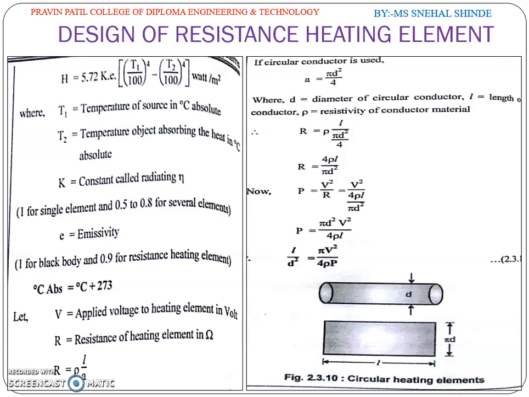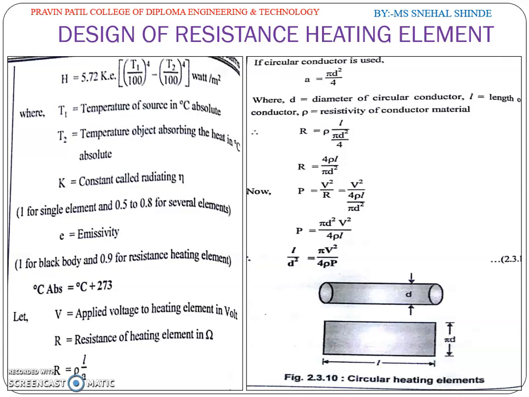Let V be the applied voltage to the heating element in volt. R equal to resistance of the heating element in ohm. R equals rho L by A. If the circular conductor is used, A equal to pi d square by 4, where d is the diameter of a circular conductor, L equal to length of the conductor, rho equal to resistivity of a conductor material.